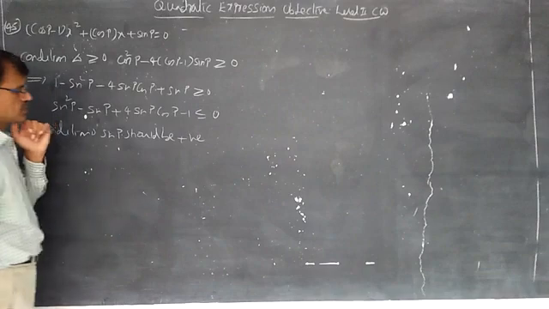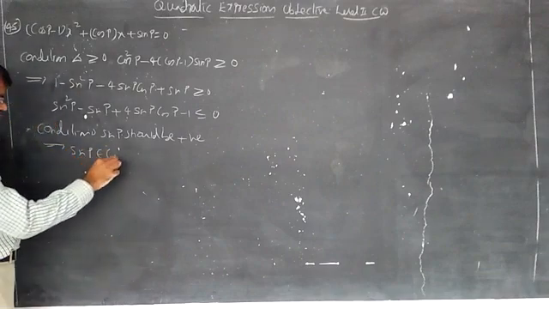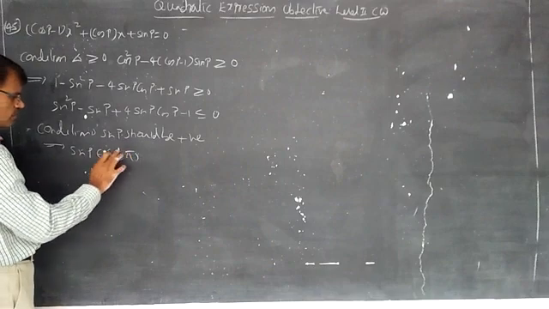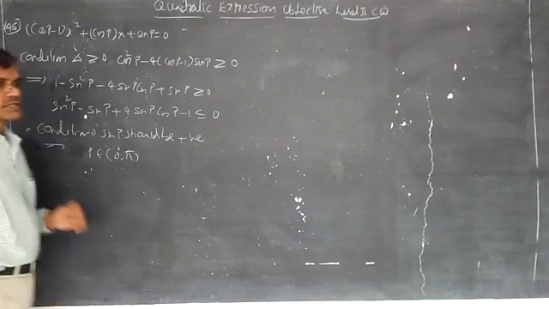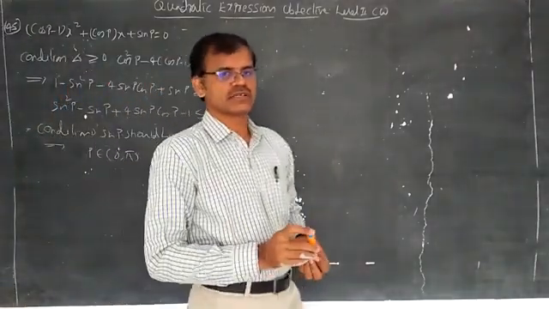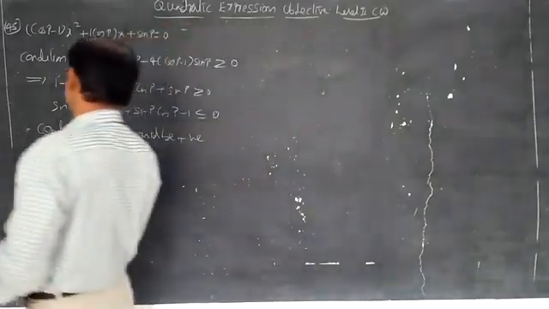Sin p should be positive. That implies we know that sin p belongs to (0, 5). So p belongs to the first quadrant and second quadrant, because in these quadrants sin p is positive. If sin p is positive, of course it can be negative also, no problem.